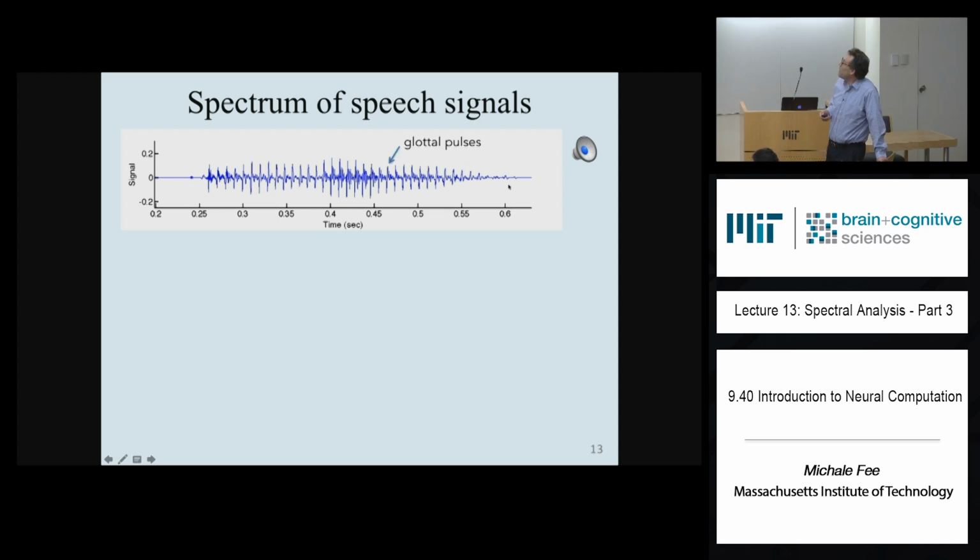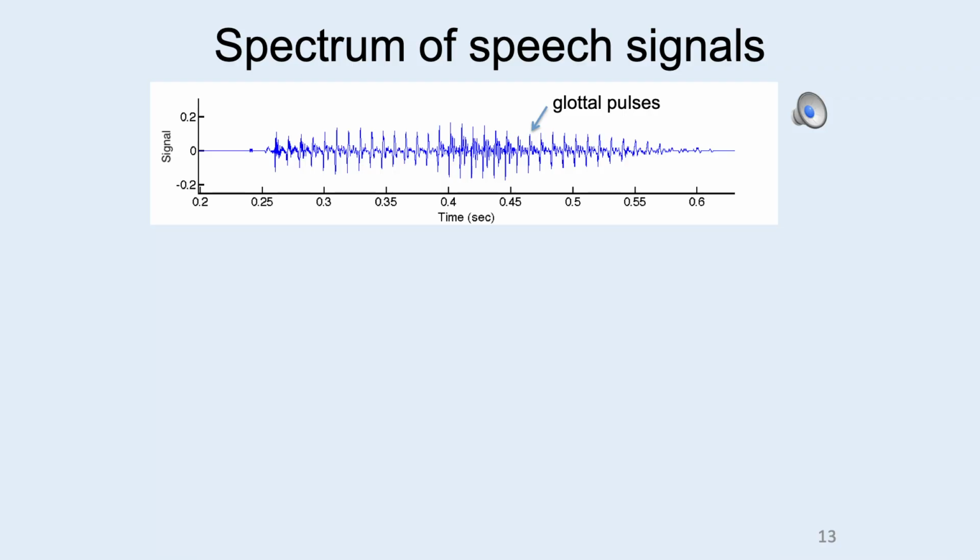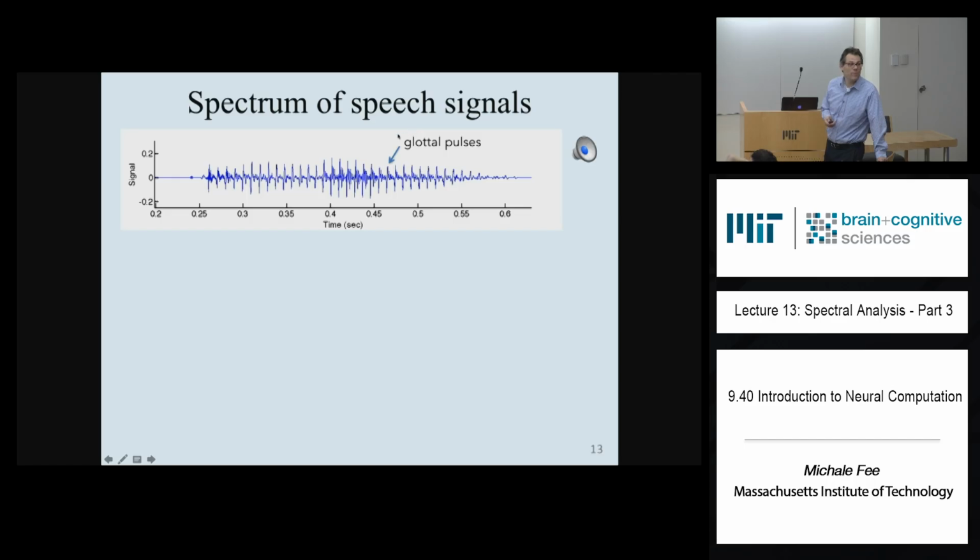So first, these little pulses here, you see this kind of periodic pulse. Those are called glottal pulses. Does anyone know what those are? What produces those?